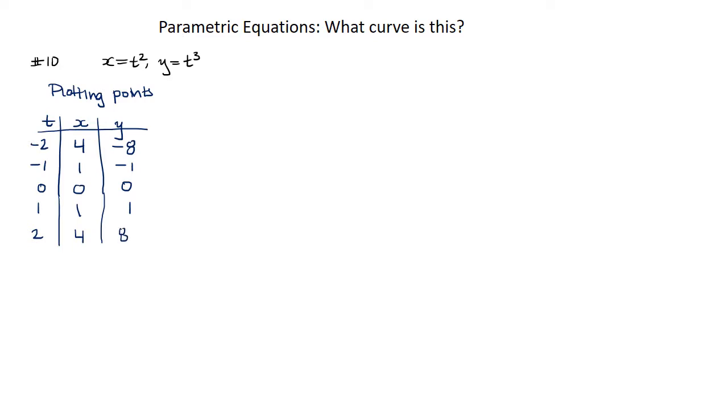Okay, so we notice a couple of things here. We notice that our x values are always positive, while our y values are both positive and negative. And if we go to plot them, so we have our x-axis and our y-axis. So let's get started. So we have 4, -8. So maybe somewhere down here. And we have 1, -1.